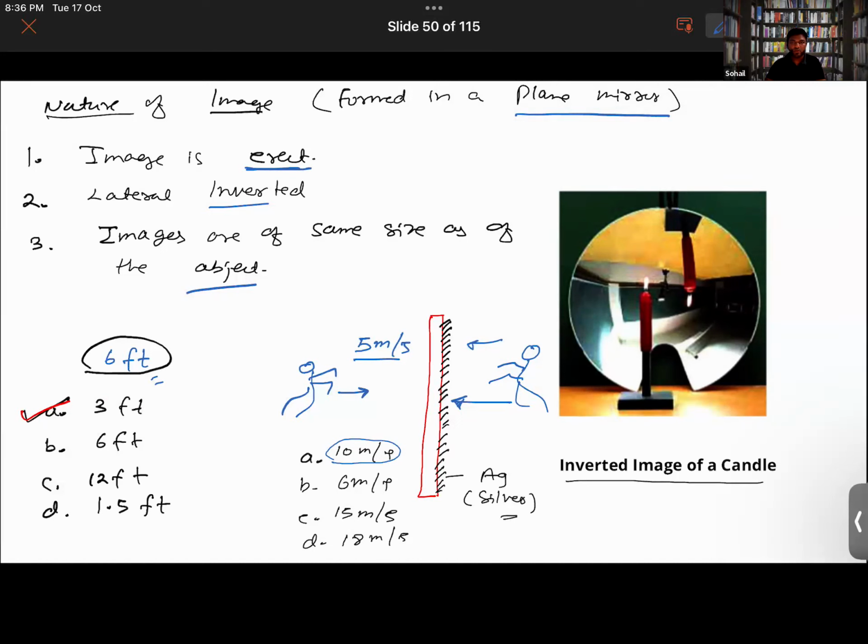Chakrika, continue. Okay, so in order to get the full body image of a person, the height of the mirror at least has to be half the size of the person. If it's 4 feet, no issue. 5 feet, no issue. But the minimum height required is 3 feet. We also discussed in the previous class that if a person is running at a speed of 5 meters per second towards the plane mirror, then his or her image will be coming towards the person with double that speed. So that will be 10 meters per second. Now just remember that point.